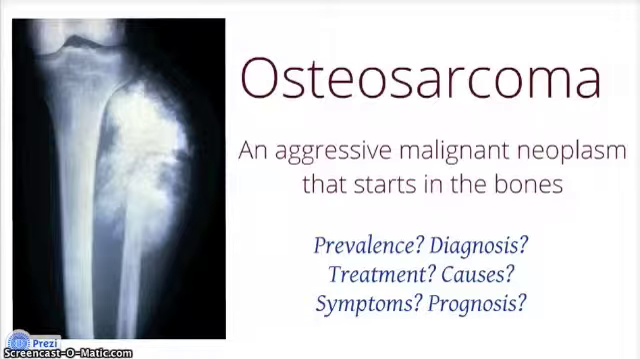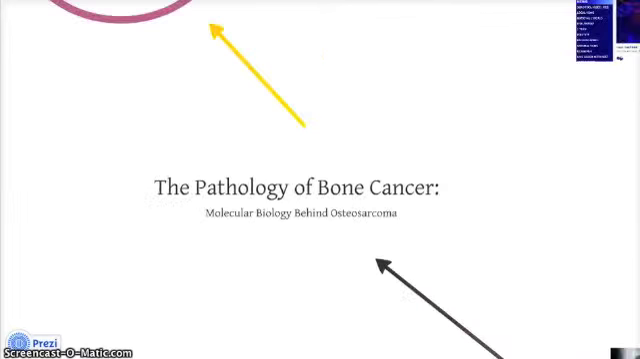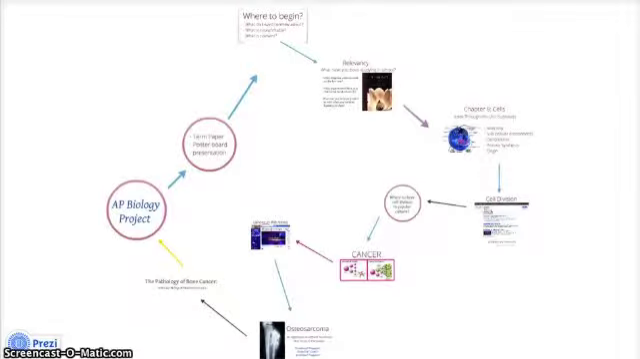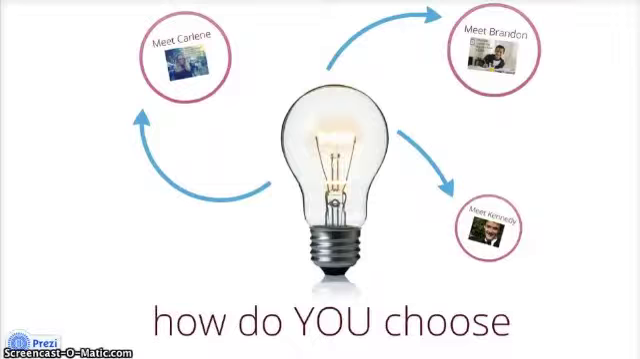Kennedy is very interested. What is the prevalence of this disease? What is the diagnosis, treatment, and prognosis? Finally, he has a topic: the pathology of bone cancer, molecular biology behind osteosarcoma. Kennedy's process was very different from Carlene's, but others can differ even more. Let's look at one more student and see how they choose a research topic.